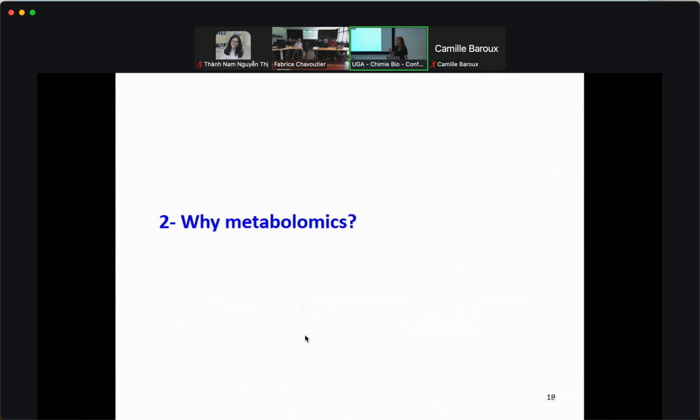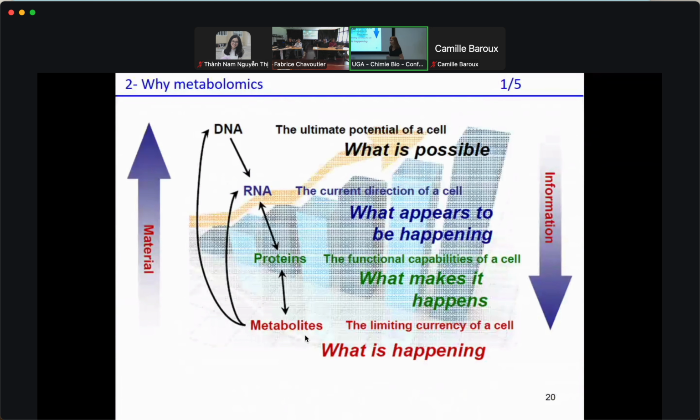So, why is it interesting to do metabolomics? As I said before, because metabolites reflect what has really happened in the cells, while DNA, RNA, and protein do not reflect what has really happened in the cell. So this is why people are so interested in metabolomics nowadays.